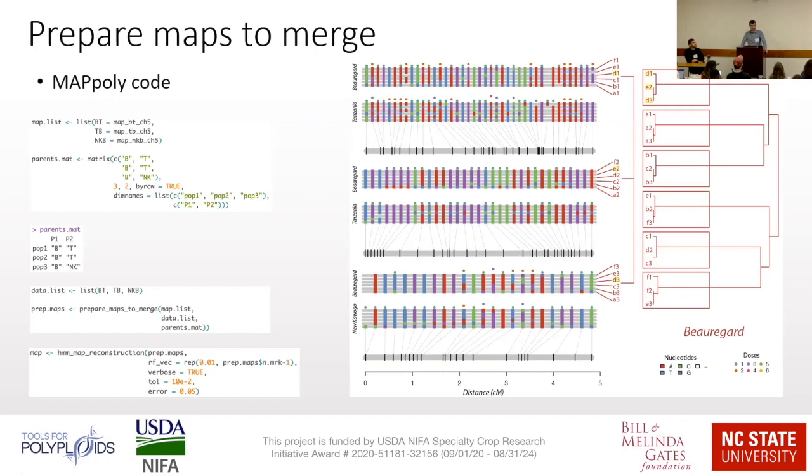And if you want to contact me to see how to do this, of course, you're more than welcome. Here I have an example of the first 5 centimorgans in chromosome number 1 in our 3 populations. So we have BT here, TB here, and NKB here. As you can see, there are more markers on BT, and fewer markers in TB and NKB. What you want to know is the correspondence between homologs in this first parent, Beauregard, this parent here, also Beauregard, and Beauregard here.